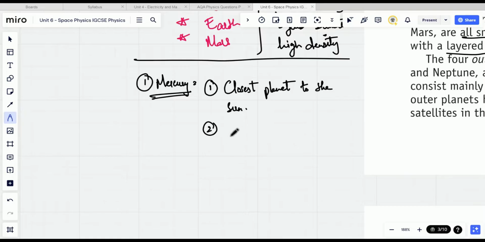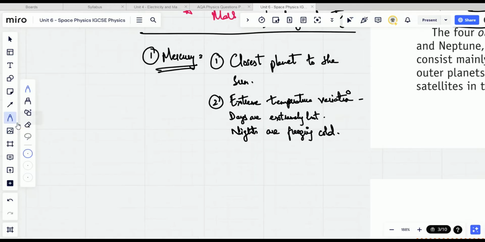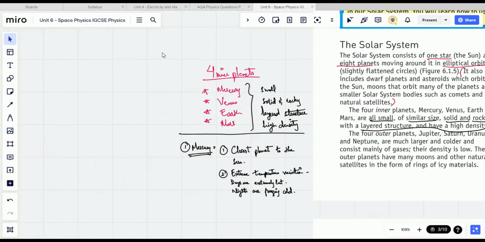All right. So how do we write it? Extreme temperature variation would be a good word. Temperature variation. So days are extremely hot and nights are freezing cold. All right. What's the second planet? The second planet was Venus.